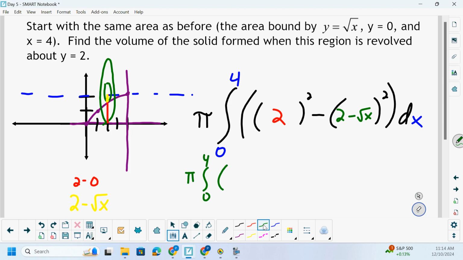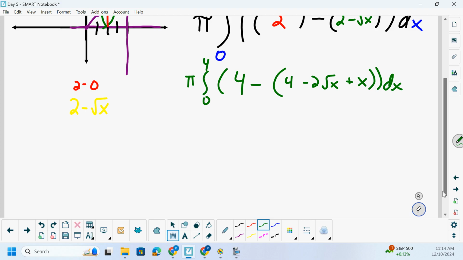We'll multiply these out. We'll have 4 minus, start a parenthesis, 4 minus 2 square root of x. Minus a minus will give us a plus, so then we'll end up with a plus x. If we distribute our negative and combine like terms, the 4s will end up giving us 0, so we'll just have a positive 2 radical x minus x dx.